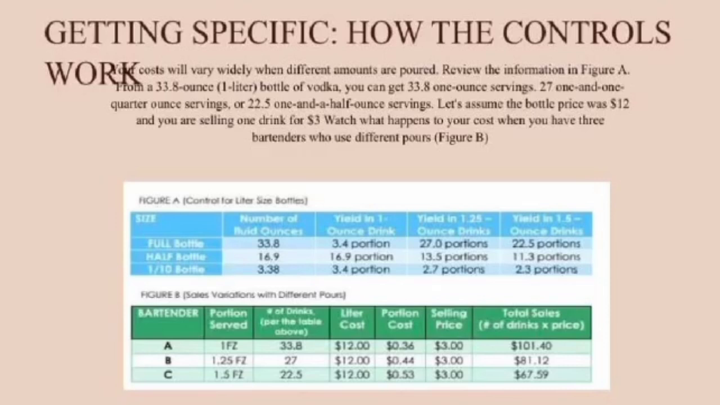The cost per drink varies significantly depending on the pour size. Bartender A has a cost of $0.36 per drink. Bartender B, 1.25 fl oz pour, has a cost of $0.44 per drink, and bartender C, 1.5 fl oz pour, has a cost of $0.53 per drink. So the total sales also vary accordingly. The larger the pour, the higher the cost per drink and the lower the number of servings per bottle, impacting the overall profitability.